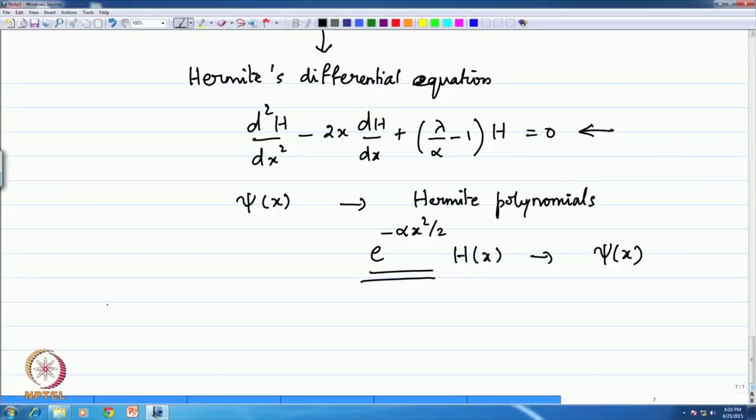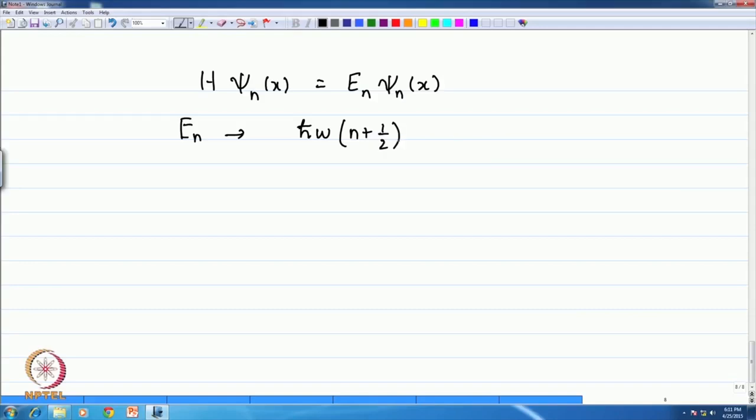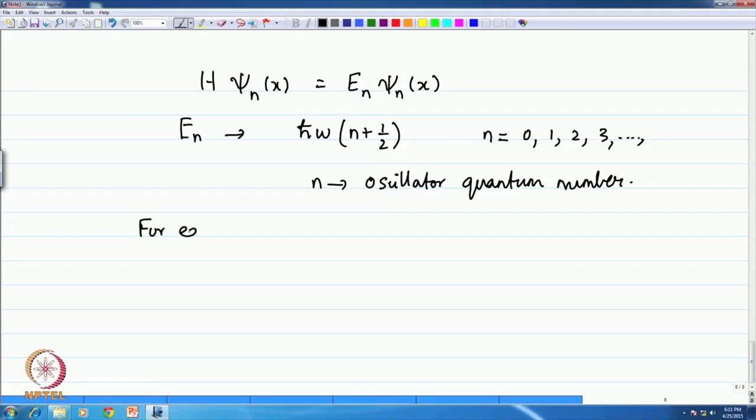So, what are the solutions for the harmonic oscillator? First of all, there are an infinity of solutions. H psi n of x is equal to E n psi n of x, and the formula for E n turns out to be, when you solve the Schrodinger equation, E n is h bar omega times n plus a half, and n is the quantum number which can take values 0, 1, 2 to infinity. n is the oscillator quantum number. And for each value of n, there is a psi n. There is a wave function, a psi n.